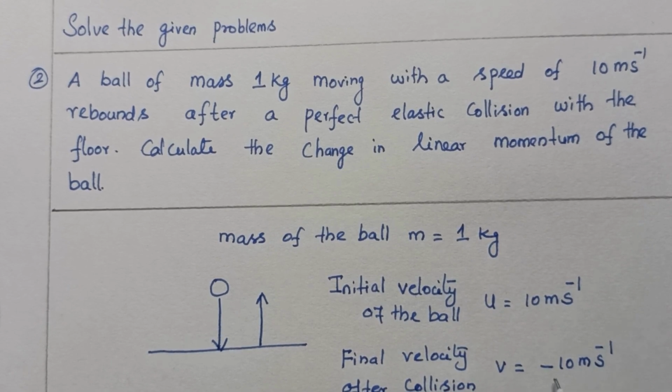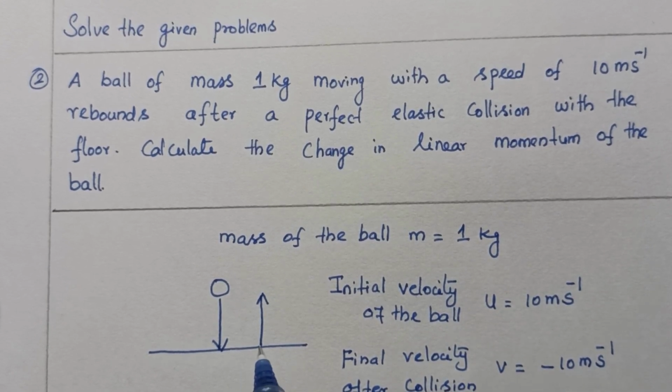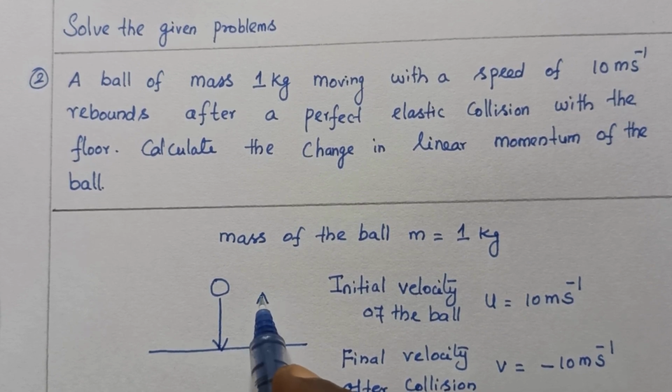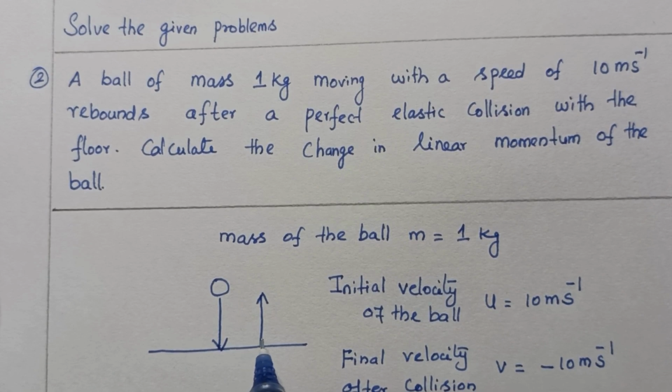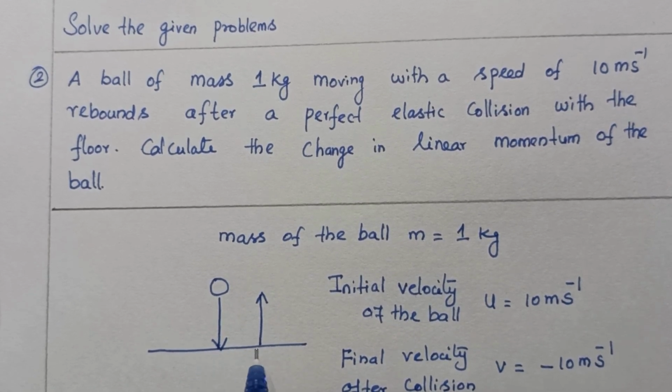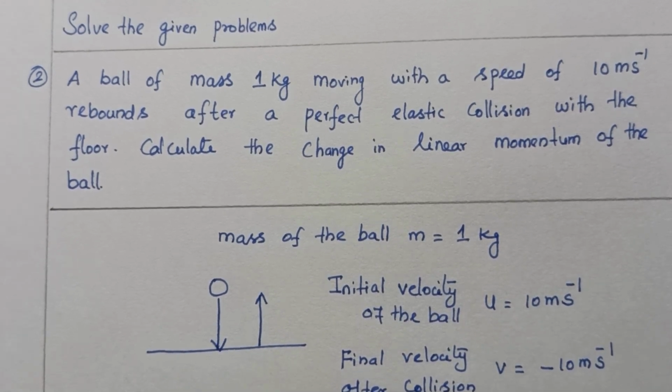Why have we taken it as minus? Because the ball is moving in the opposite direction. After collision it rebounds, so the direction of velocity is changed. Therefore we are taking it as minus 10 meter per second. Why 10? Because the collision is elastic collision. Therefore the ball will move with the same velocity after collision since the collision is elastic.